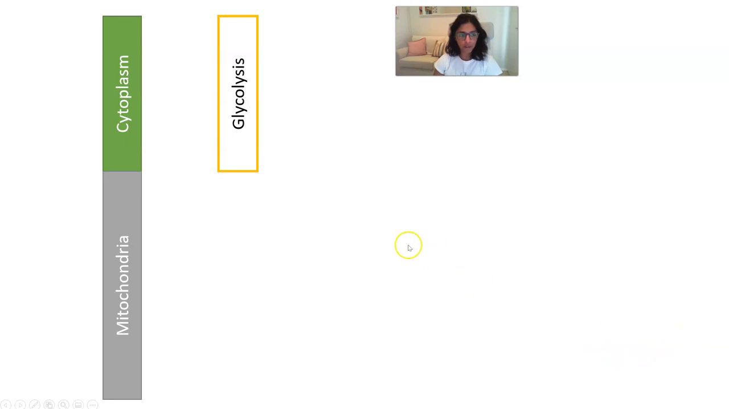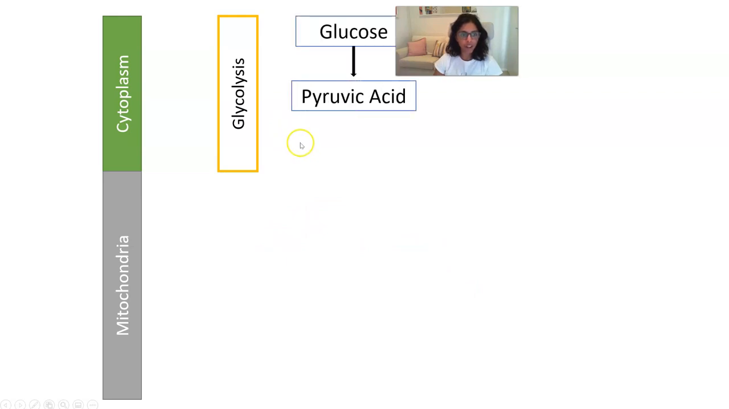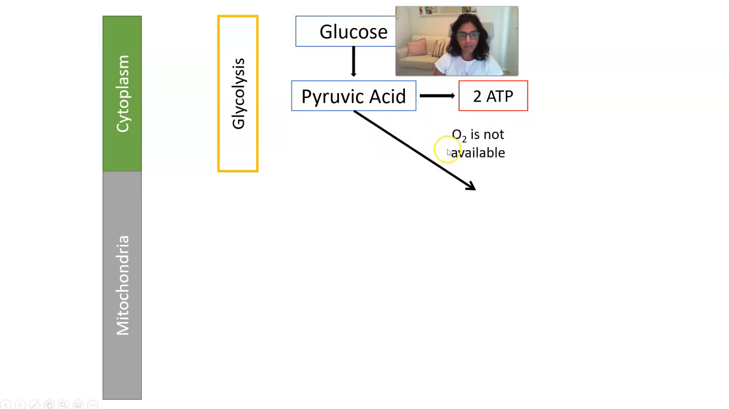Okay, so for those that require a diagram, here's a little flow diagram to summarize everything we've looked at so far. Glycolysis is the breakdown of glucose into pyruvic acid, and we form 2 ATP as a result. When there's no oxygen available, we form lactic acid or lactate, and this lactic acid will then go to the liver and further reactions happen there.